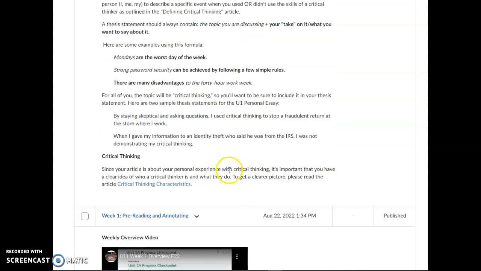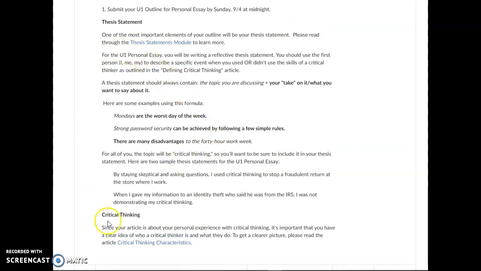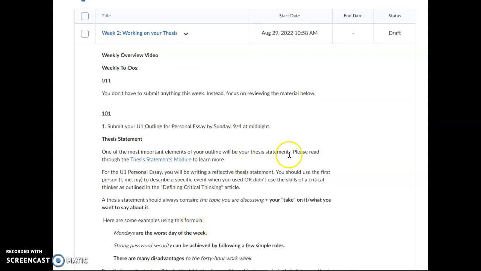And to get a better idea of just what critical thinking is and what some of the characteristics of a critical thinker are, I would like you to look over this article as well to give you kind of a background idea. And that's all I want you to do. Read this whole entire announcement carefully and make sure you look through these two clickable modules and articles. And then focus on getting your outline ready for Sunday at midnight.